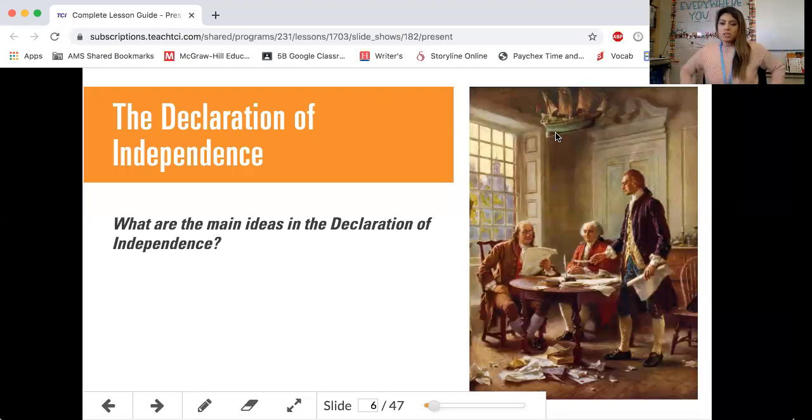Today we will be starting a new chapter, Chapter 12, the Declaration of Independence. For this lesson, you will need your interactive student notebook, something to write with, and you should be logged into TCI because you will be doing some reading. Go ahead and pause the video now so you can grab those things and get logged in, and then press play when you're ready to continue.